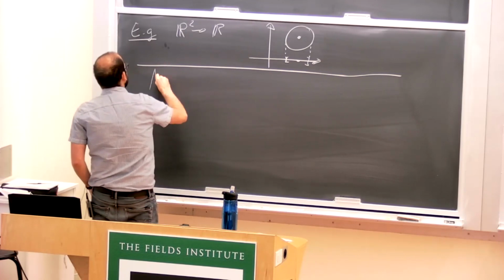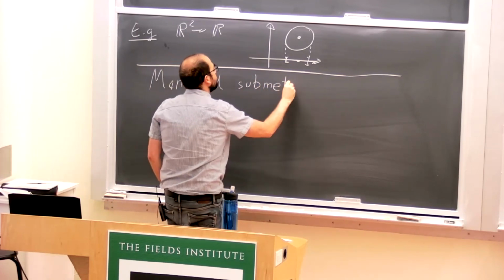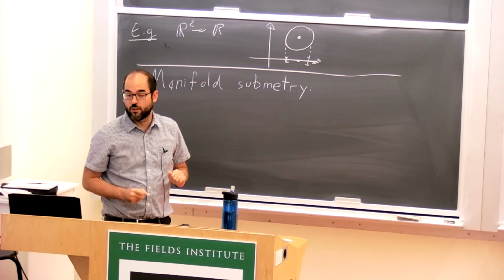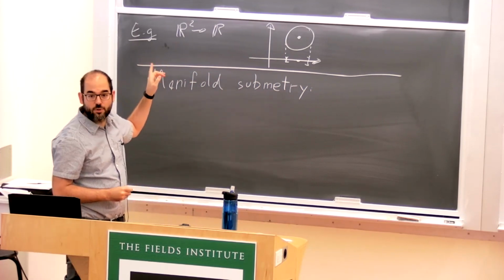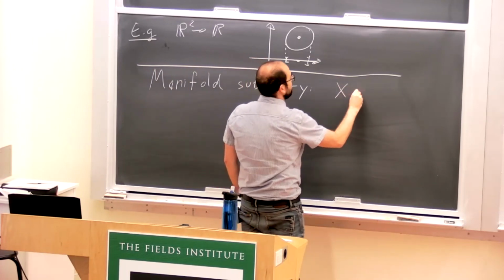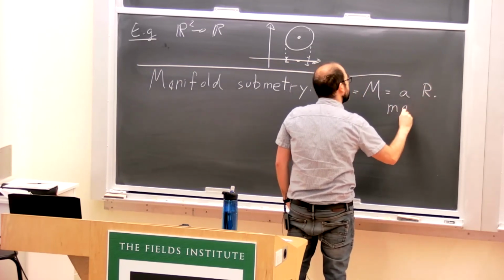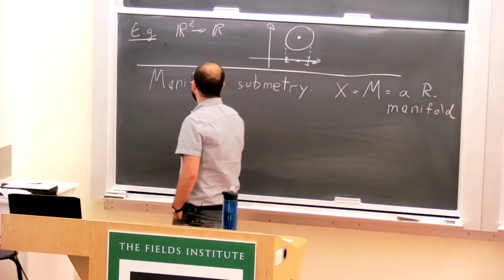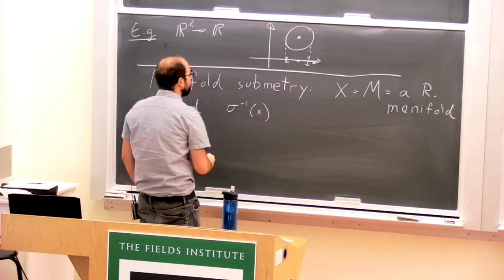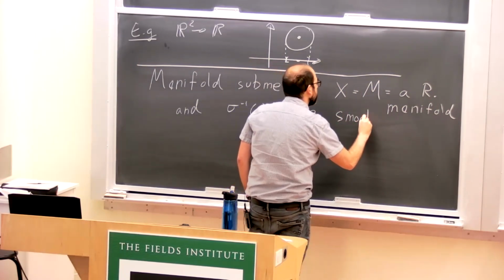So what's a manifold submetry? This is a submetry where the top space X is a Riemannian manifold, let's call it M, and you ask that the fibers of the submetry sigma are embedded smooth submanifolds of X.